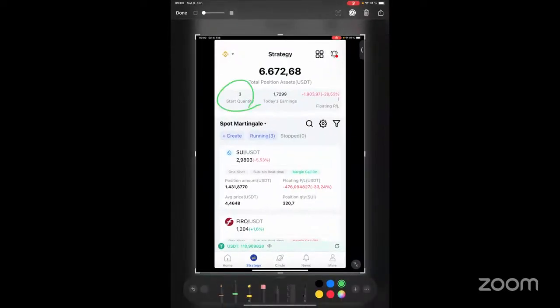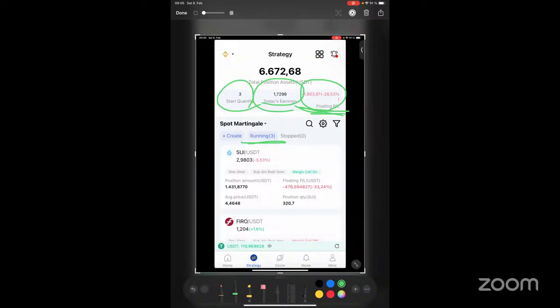Three quantity means there are 3 coins that are running. Today's earning 1.7. It's not enough, but the day has not ended, so don't conclude because anything can happen in the crypto space. This is the floating loss, not profit. The P stands for profit, the L stands for loss. It's floating, it's not real.